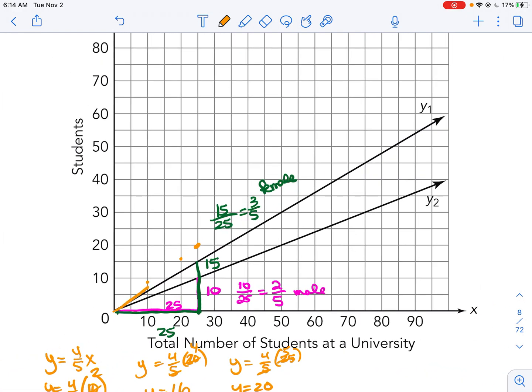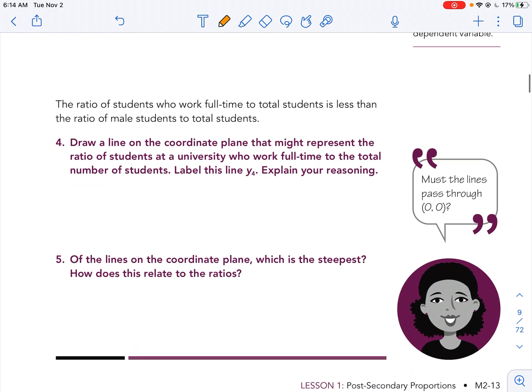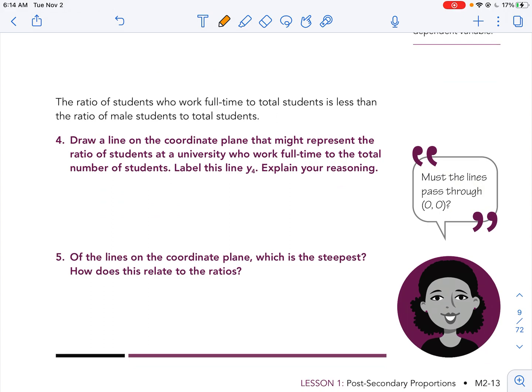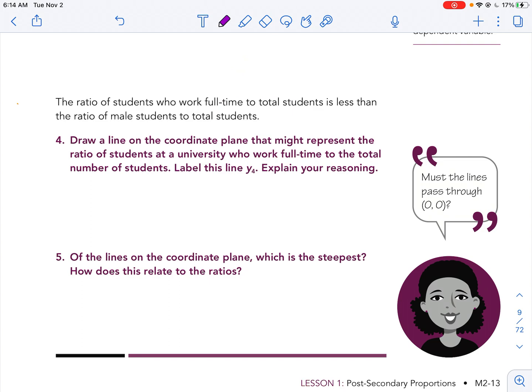So, and that would be y3. That would be the third line, and this one would be of music students. Okay. Then this one wants full-time students. So let's pick a different color. We'll pick the purple this time. This one's full-time students to total students.